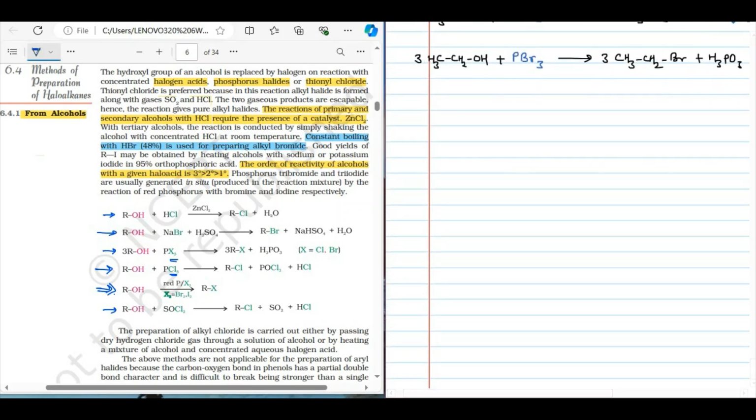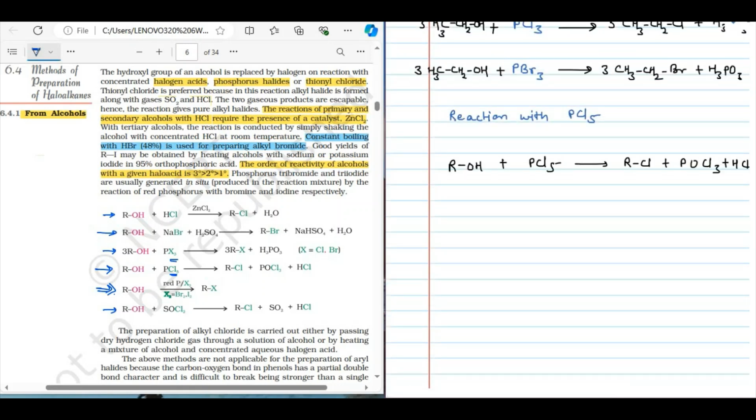Now come to the reaction with phosphorus pentachloride. Reaction with phosphorus pentachloride means PCl5. So let's write the general reaction first. This is ROH when it reacts with PCl5. Cl will replace OH. So here you will get RCl, and here byproducts are POCl3 and HCl.